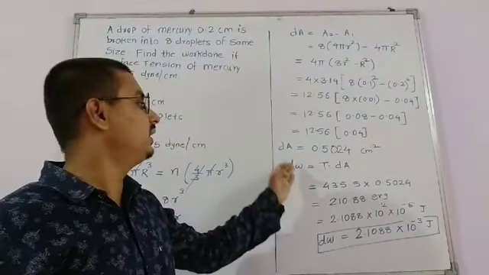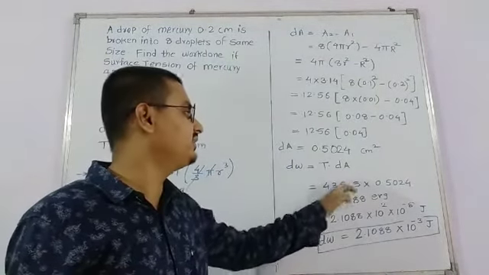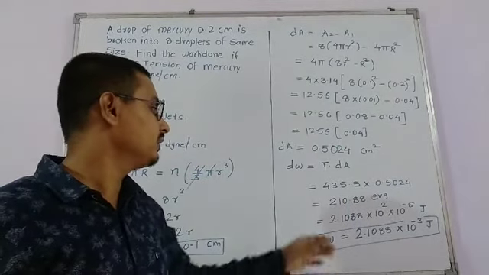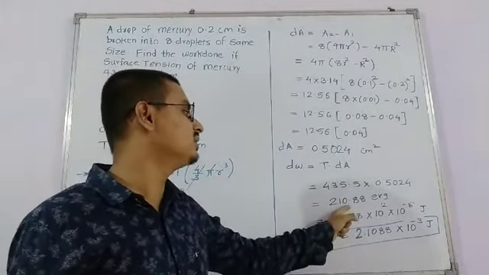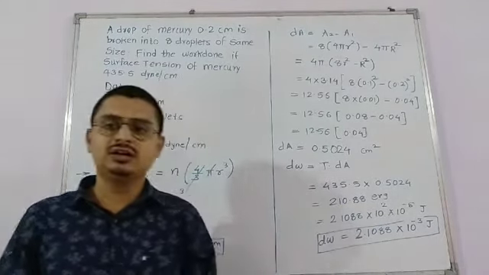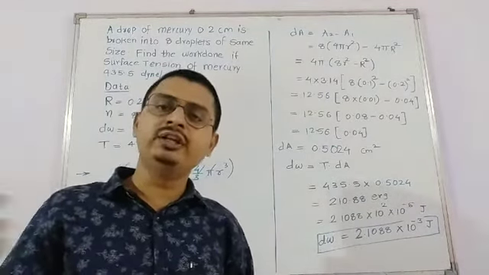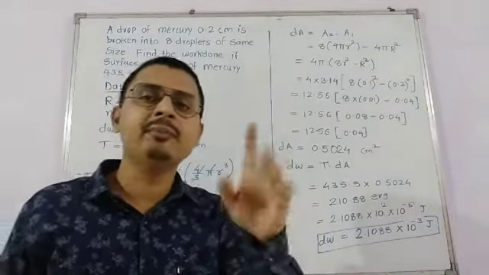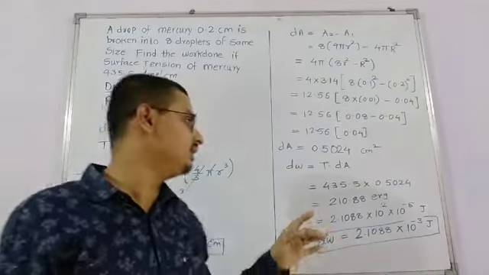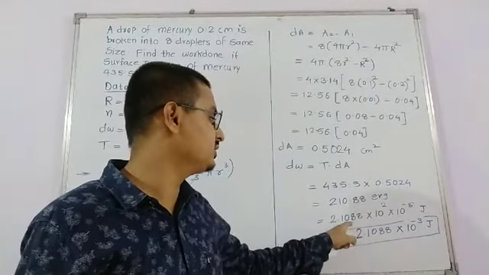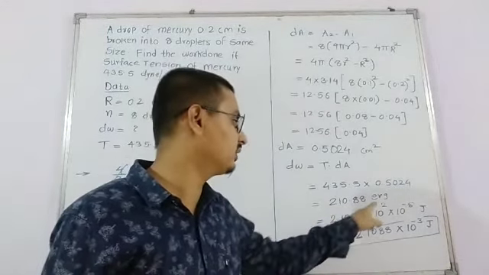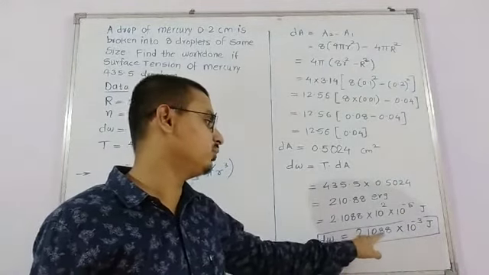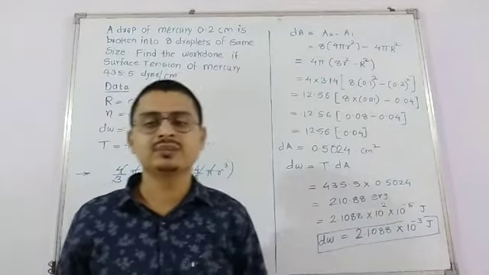Now use the formula dW equal to T into dA. T is given and dA we have already found. Okay, so this way we get the answer 210.88 ergs. Ergs is the CGS unit. So if we need to convert it into MKS, that is joule, तो 10 power minus 7 से multiply करना पड़ेगा. So यहाँ पे आंसर है 2.1088 into 10 power 2 ergs, multiply by 10 power minus 5. So we get the answer 2.1088 into 10 power minus 3 joule.